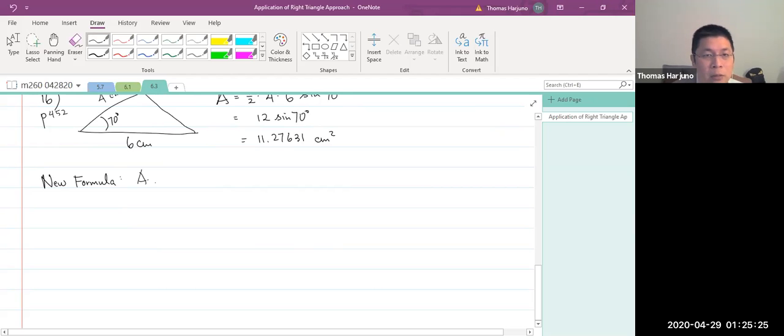Area of an isosceles triangle with known legs and vertex angle.